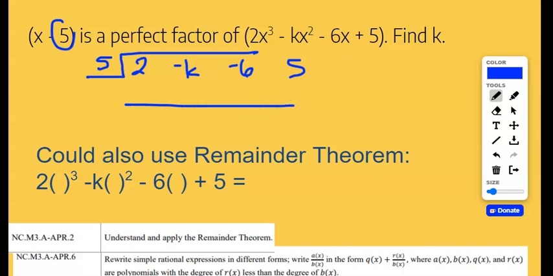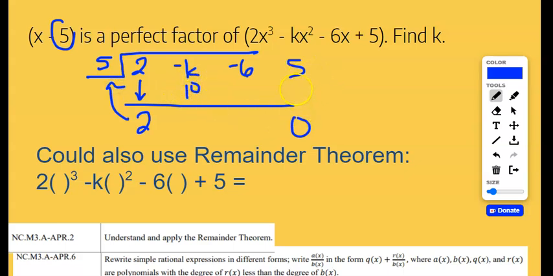Maybe you can pause it at this point, work ahead of me. Oh, and by the way, perfect factor. Think about it. I didn't tell you the remainder, but if it's a perfect factor, that means it divided evenly, it divided cleanly. So the remainder, in this case, is 0. Drop the 2. 2 times 5, 10. And again, I'm stuck. Let's work backwards.